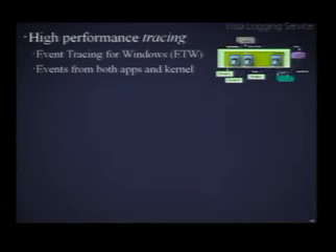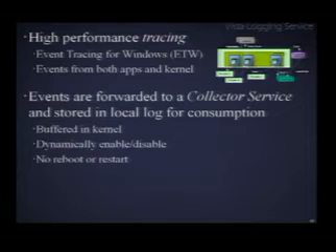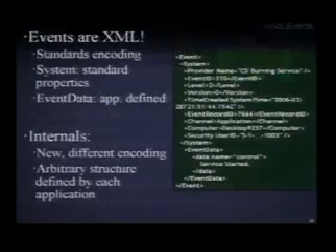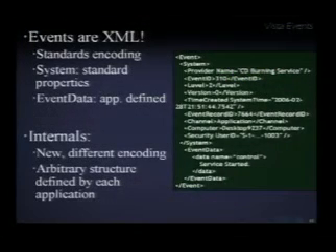So we've got high performance tracing. The events can be forwarded to a collector service or stored locally. They're buffered in the kernel. They can be delivered as they arrive, or pushed to a remote machine. So let's look a little bit at the encodings, the internals. The documentation talks about this all as XML.